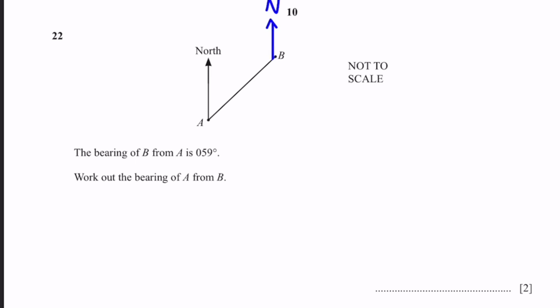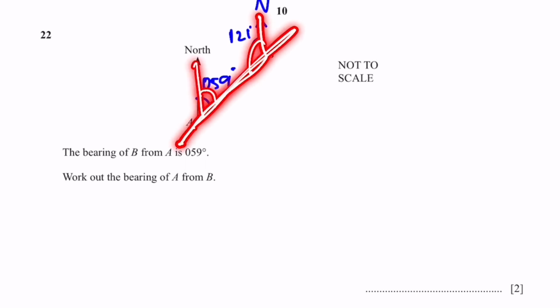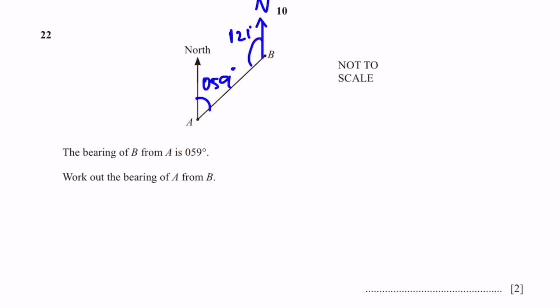Now, the bearing of B from A is this angle because it's going from A. So, this angle is 59 degrees. And that means that this angle over here is equal to 180 minus 59, which is equal to 121 degrees. Why is it 121 degrees? Because we can see that these two north lines are actually parallel lines, and that these two angles inside a transversal line are actually allied angles, which means that these two angles add up to 180.